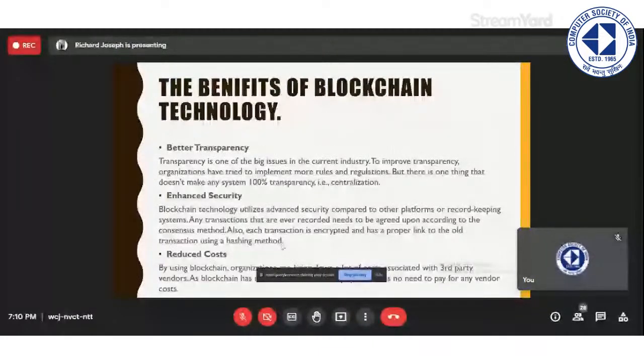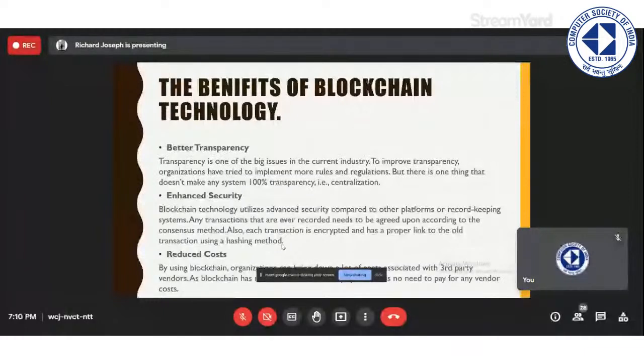The next benefit is reduced cost. This is a big one because organizations always look for profit, and implementing blockchain technology will completely eliminate any third-party vendors. Therefore, there is no need to pay any third-party vendor, because blockchain works from peer to peer, from one person to the next person. There is no need for a middleman, and that will cut costs significantly for organizations, and that is a benefit.